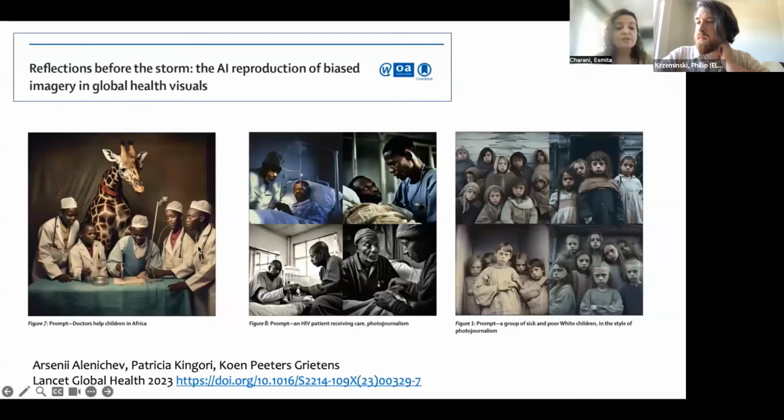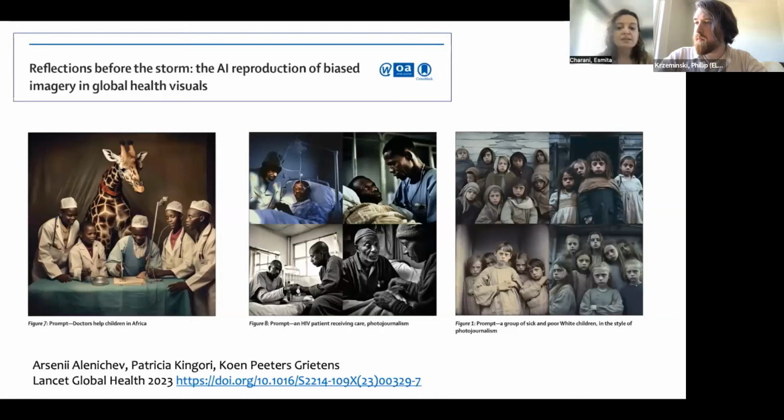This first image is when the AI system was prompted to produce images of doctors helping children in Africa. The second image was about HIV patients receiving care, and the AI system could only come up with Black patients as HIV patients. The last image is, for me, the most powerful because the AI system was prompted to produce images of sick and poor white children, and it could only bring up images that look Victorian or Dickensian. So the AI system thinks that we have eradicated poverty and suffering in high-income countries.